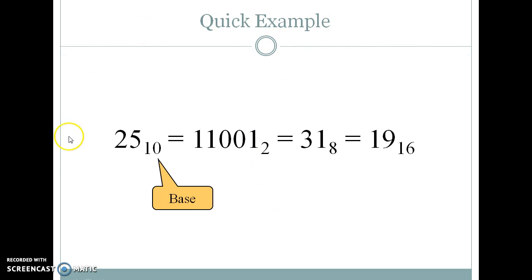For example, 25, where the lower number represents the base. This 25 belongs to the category of the decimal number system. It is equal to 11001, where the base is 2, so this number belongs to the category of the binary number system. And here 31, the base is 8. This belongs to the category of the octal number system. And 19, base is 16, so this belongs to the category of the hexadecimal number system.